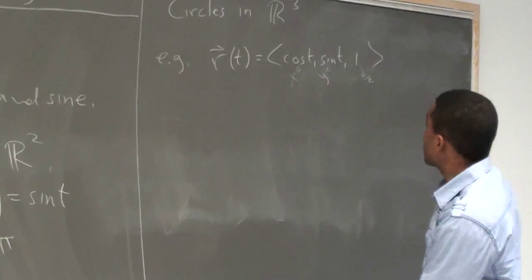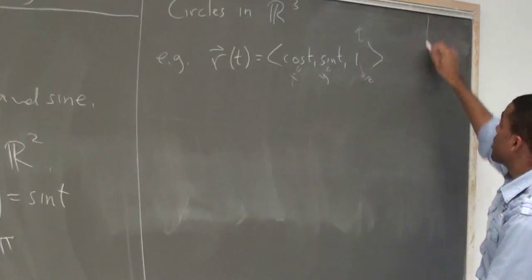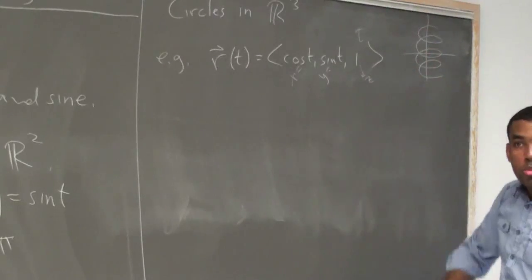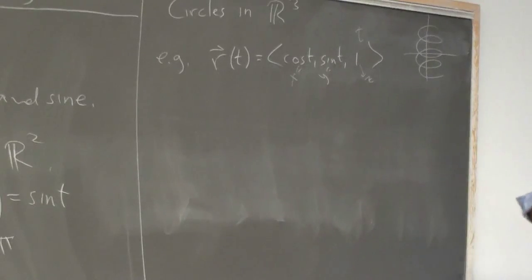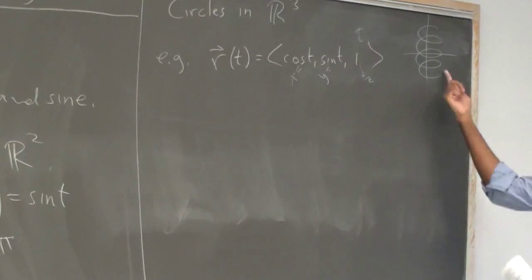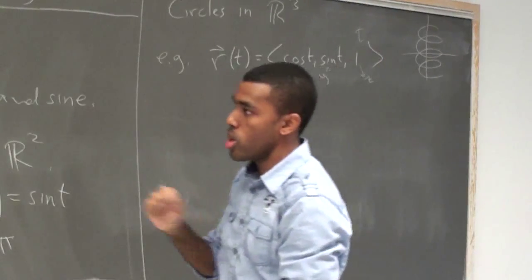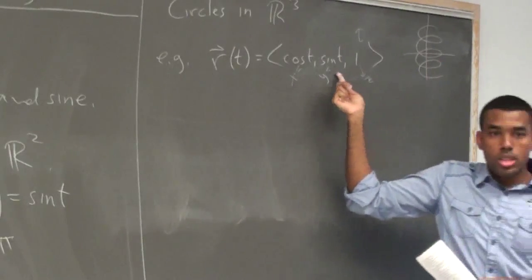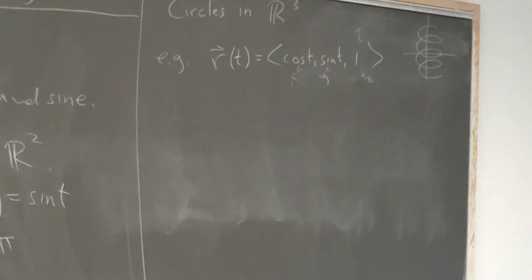If this were a t instead of a constant, then you would get something like a spiral, because z would be moving up and down while x and y go in a circle. So if I ask you to graph a spiral, you should be able to come up with something like that. You need to be able to jump between the picture and the algebraic expression. I expect you to know how to do that.